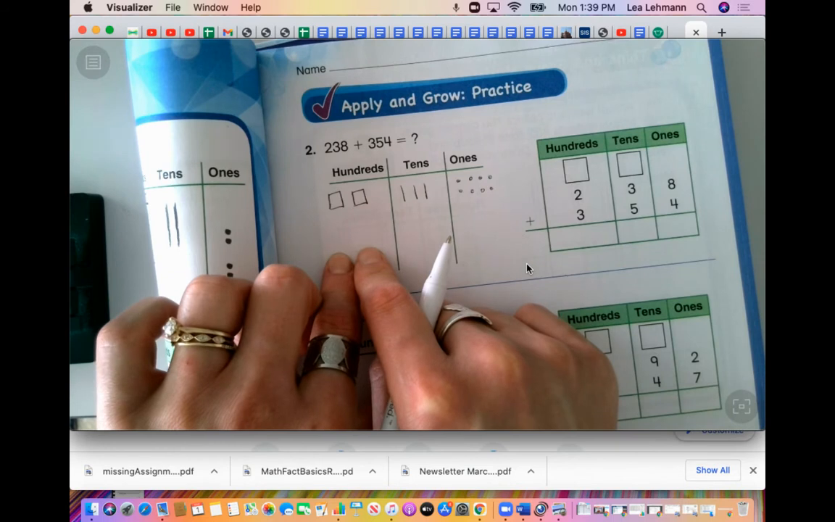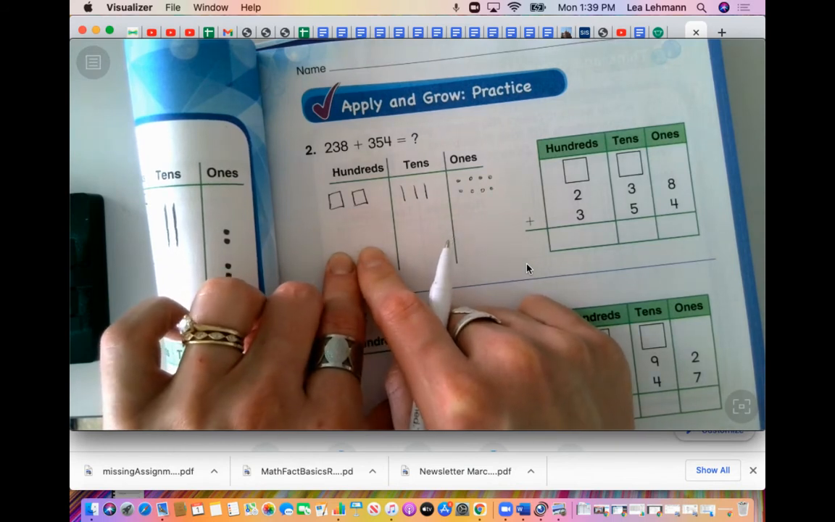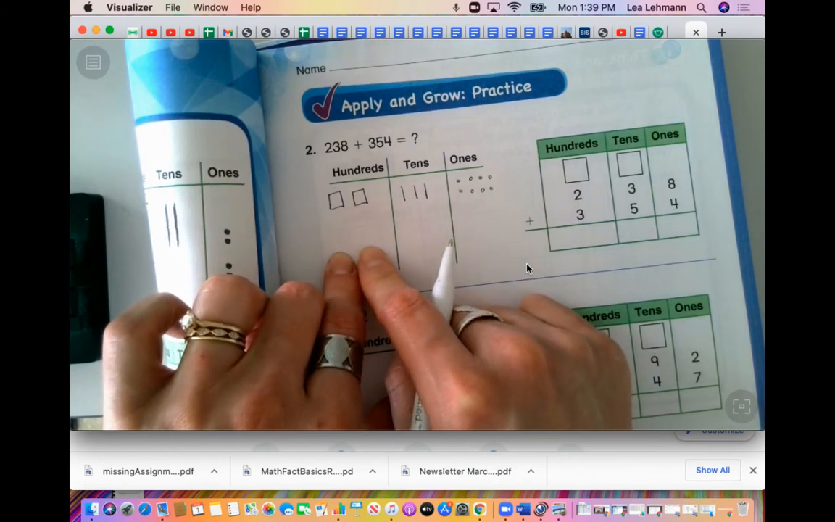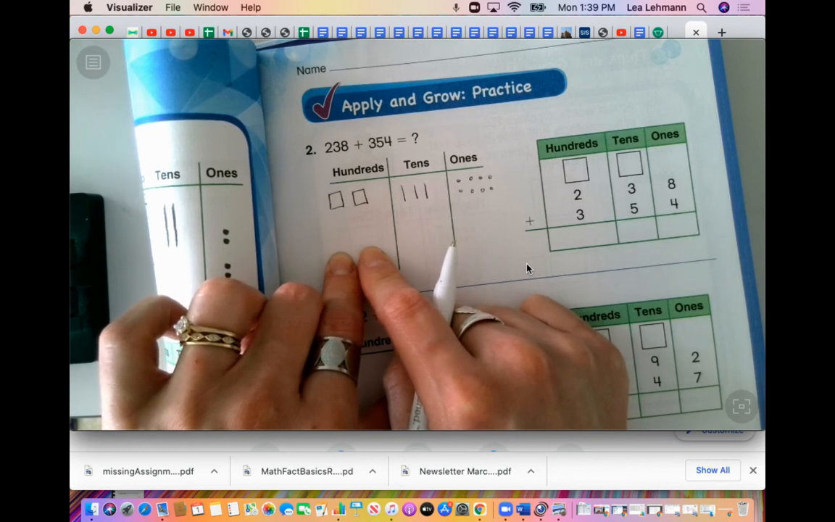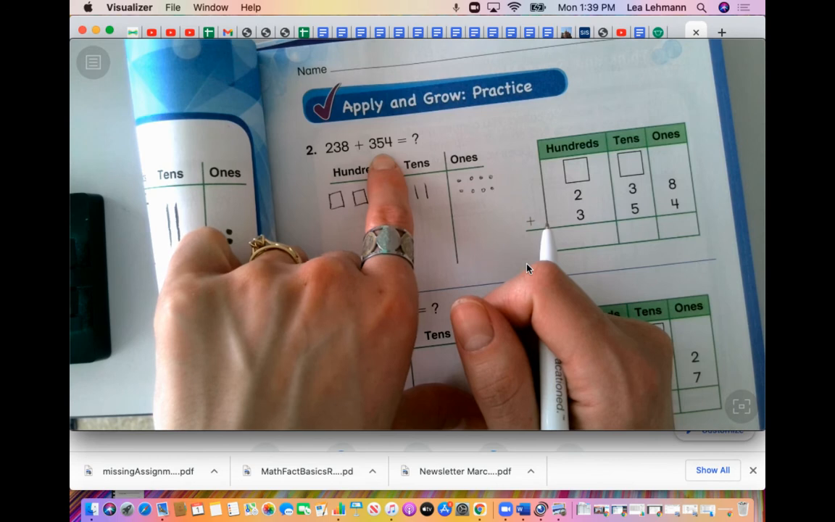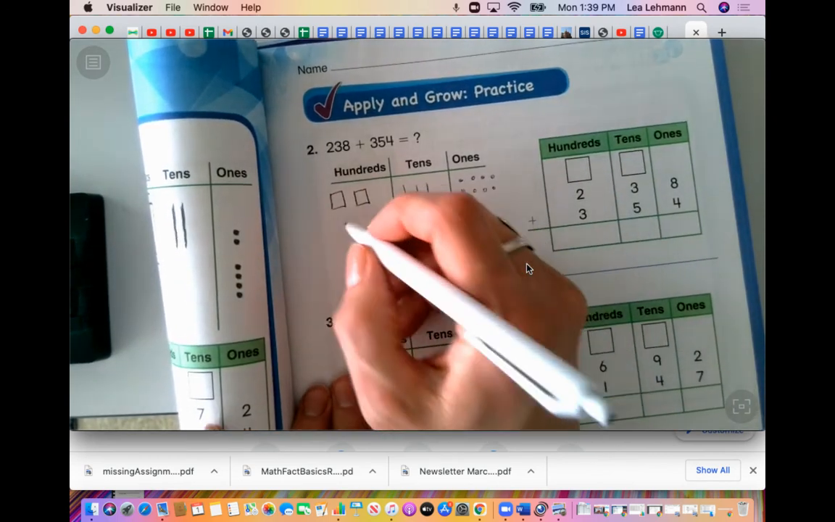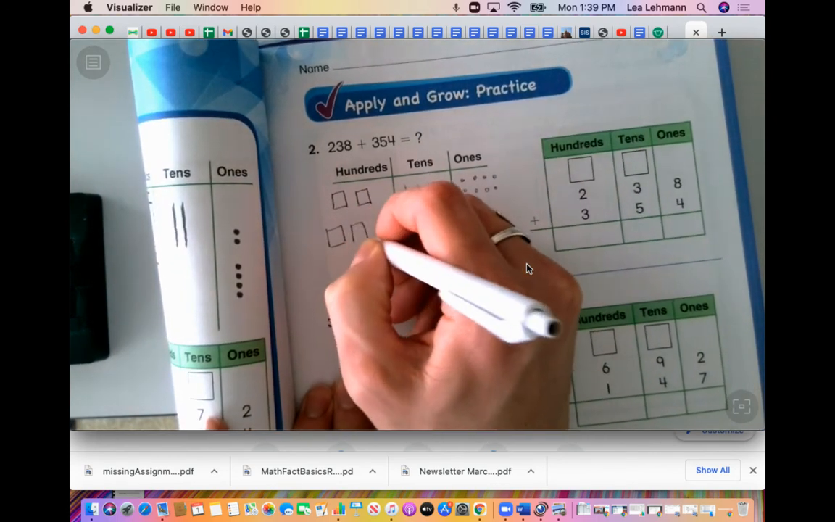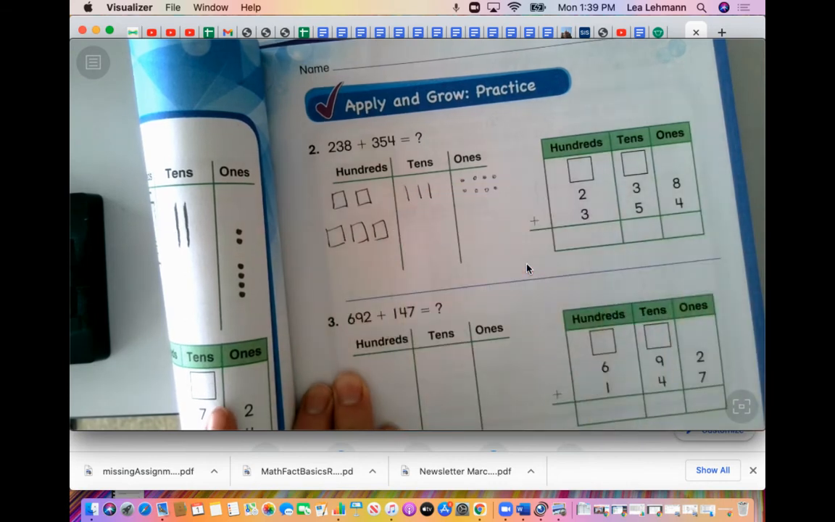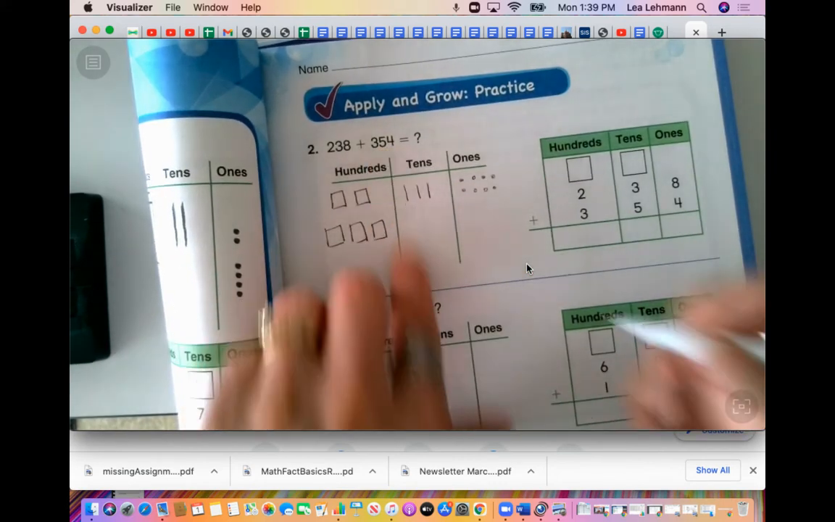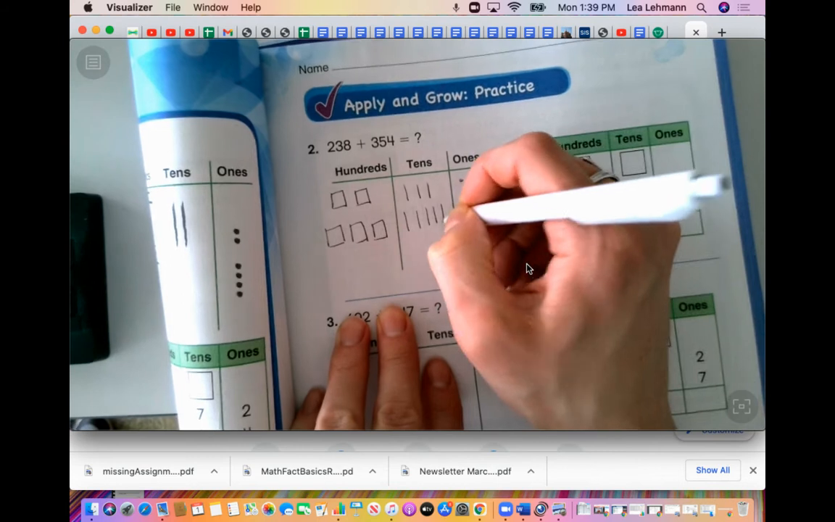I forgot a pen. Oh, go get it. Okay, then draw your second number. 354. Again, draw it kind of small. 300. We have the 50. 1, 2, 3, 4, 5.